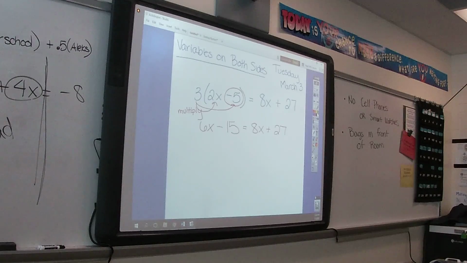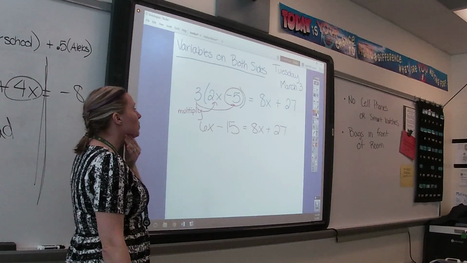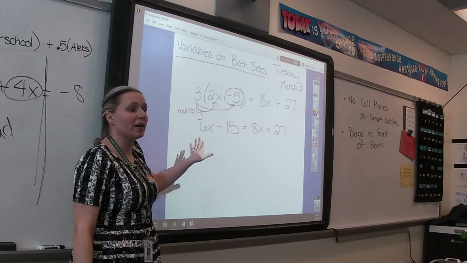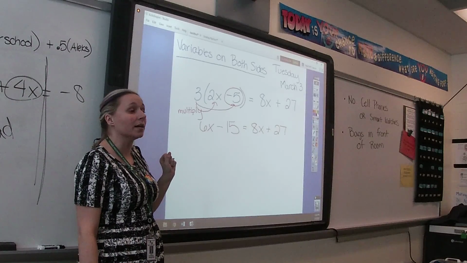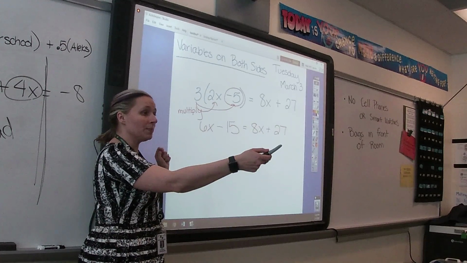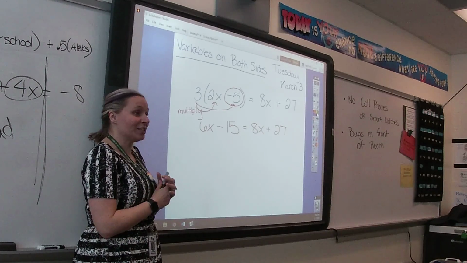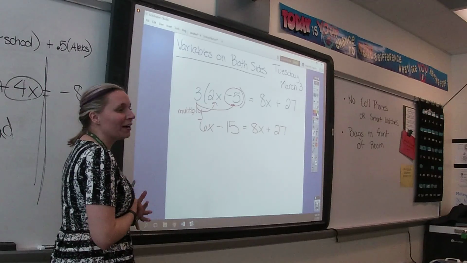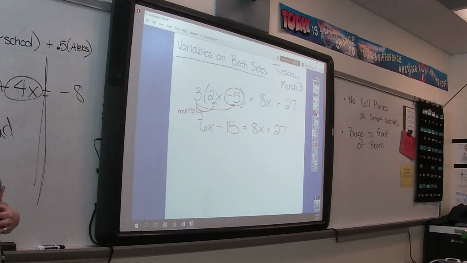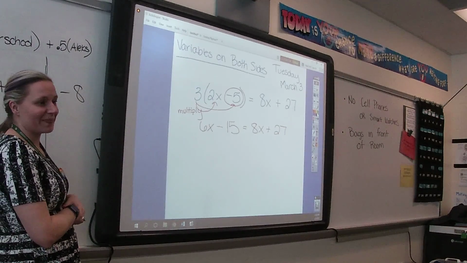Step 3 says if there are variables on both sides. So do we have variables on both sides of the equal sign here? Yes. Okay, so what variables do you see? Maharu, what variables do you see?